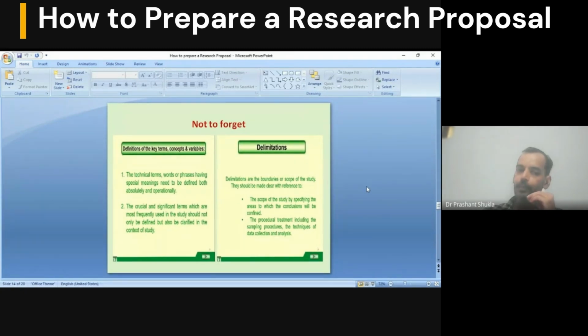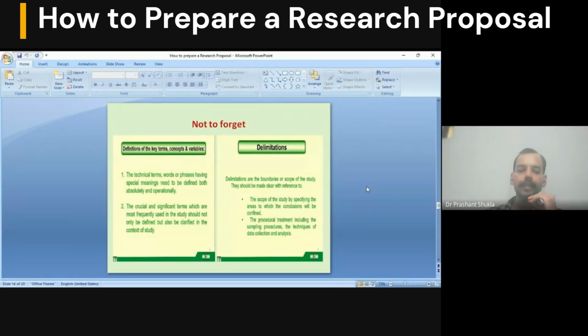We have to be very much clear about the definition of the key terms, concepts and variables. आप लोग जब research paper लिखते हो, then it is asked that give an abstract and the key terms. Why it is asked? Because key terms are something which you might understand in a different manner and the reader might understand it in some other manner. So you have to make it clear at the very outset, this is the meaning I am using in my research proposal. That is why the key terms and the concepts are there.